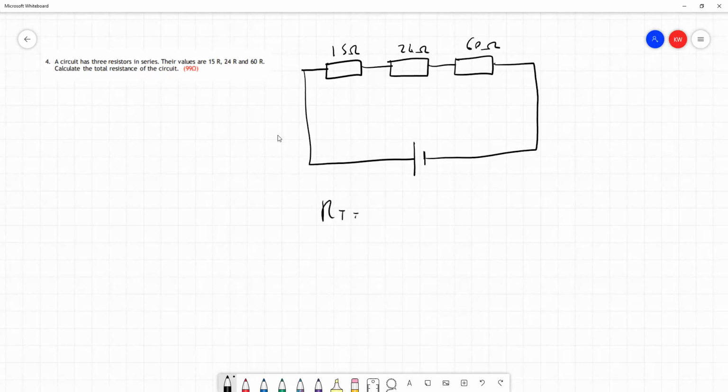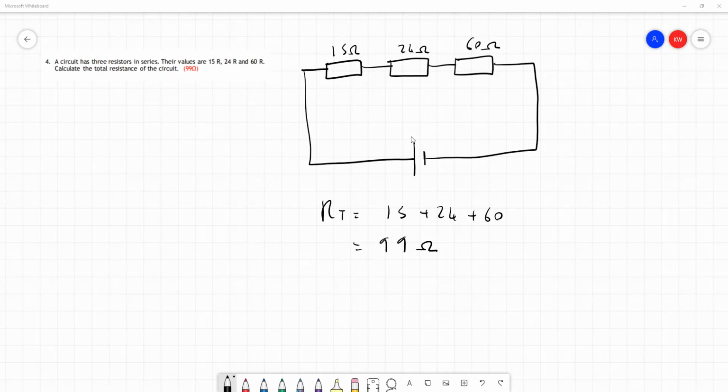We find our total resistance in exactly the same way we've done before, and we have 15 plus 24 plus 60, giving us a total resistance of 99 ohms. Part of solving questions is about interpreting them, but hopefully we can see quite clearly here how this has come about.